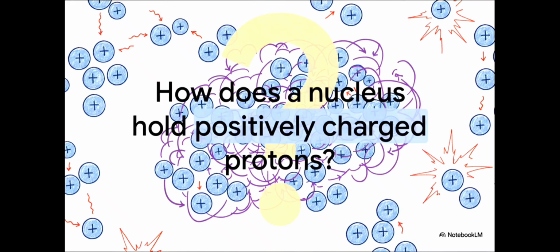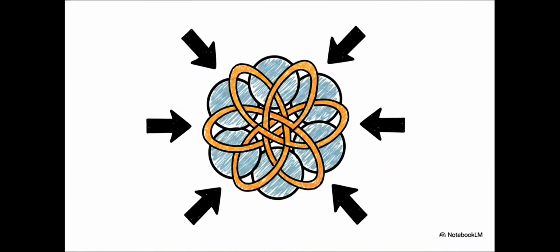Why does matter even exist at all? The answer to that paradox is a profoundly powerful quantum concept called the strong nuclear force. Think of it as the ultimate cosmic glue. It has three defining features. First, it's effective only at an extremely short range, less than 10 femtometers.